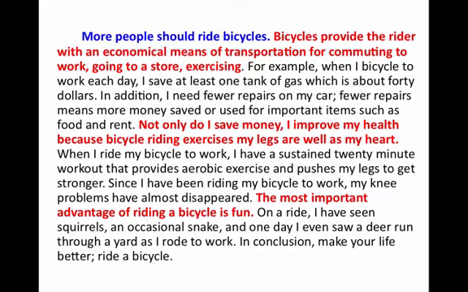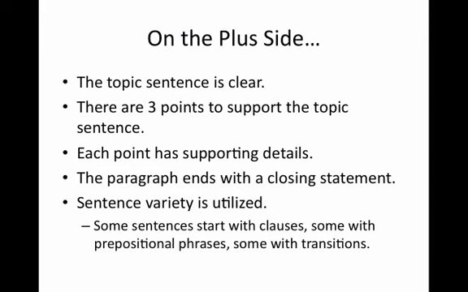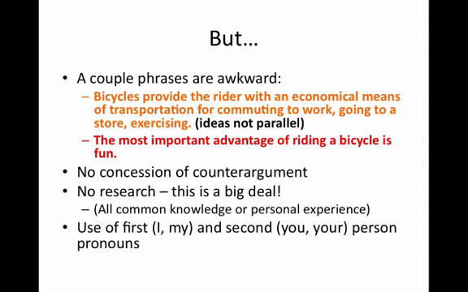So all of the parts of the hamburger are there, but we need to talk about what's wrong with each part. Okay, so on the plus side, the topic sentence is clear. There are 3 points to support the topic sentence. Each point has supporting details. The paragraph ends with a closing statement, and sentence variety is utilized. Some sentences start with clauses, some with prepositional phrases, and some with transitions, which is good. That's what we're looking for.